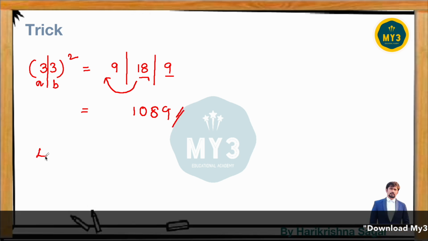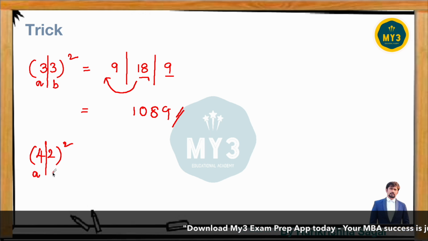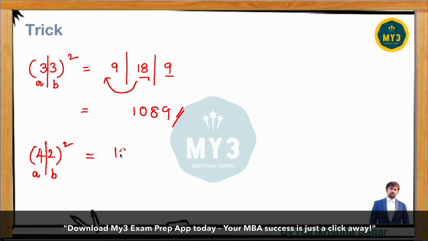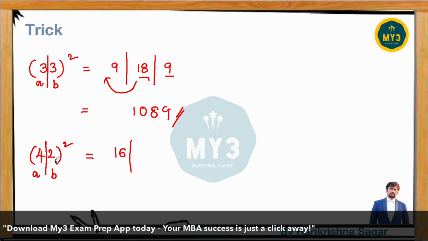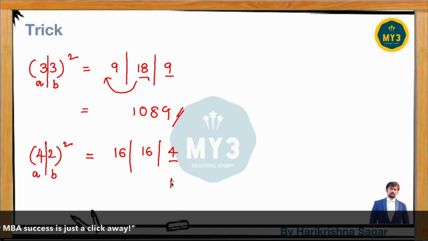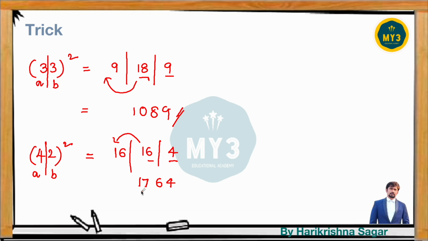For example, I want to find out 42 square. How can we find out 42 square? Apply the same logic. Take a value as 4, b value as 2 and apply the formula. A square means 4 square 16. 2ab means 2 times 4 into 2 which is equal to 16. Again 2 square is equal to 4. Take the last digit in each and every space. Send the remaining thing as carry to the next number. So your answer will be 1764. Like that we can find out the square of any number.